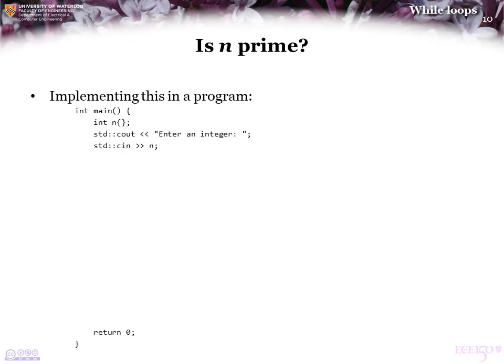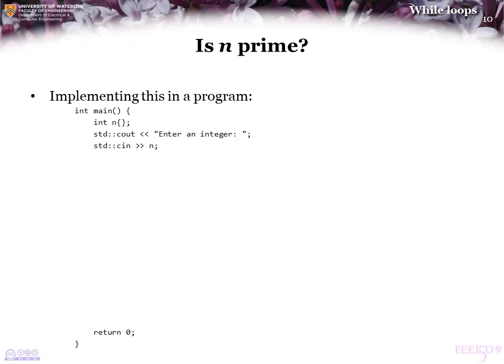Let us implement this in a program. Here we have a local variable n declared to be of type int, so an integer, and it's initialized with a default value. It doesn't matter because we're going to query the user to enter an integer, and that integer entered by the user will be assigned to the local variable n.